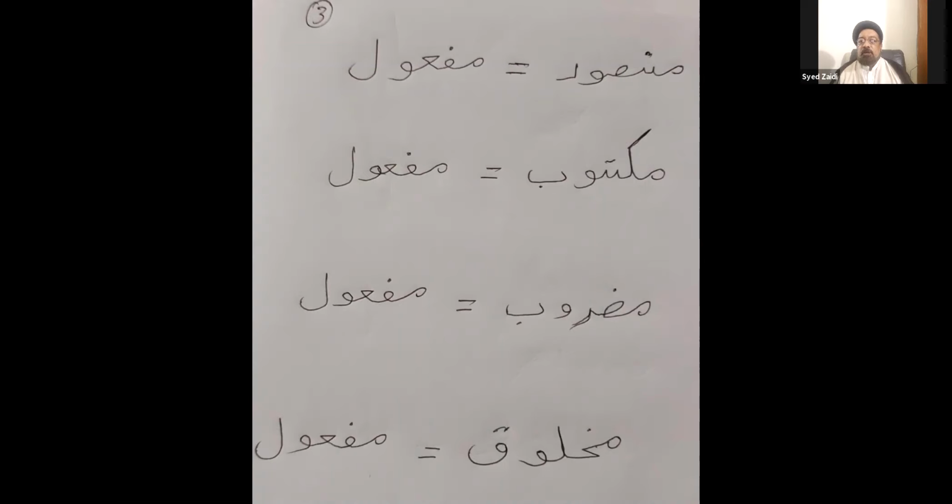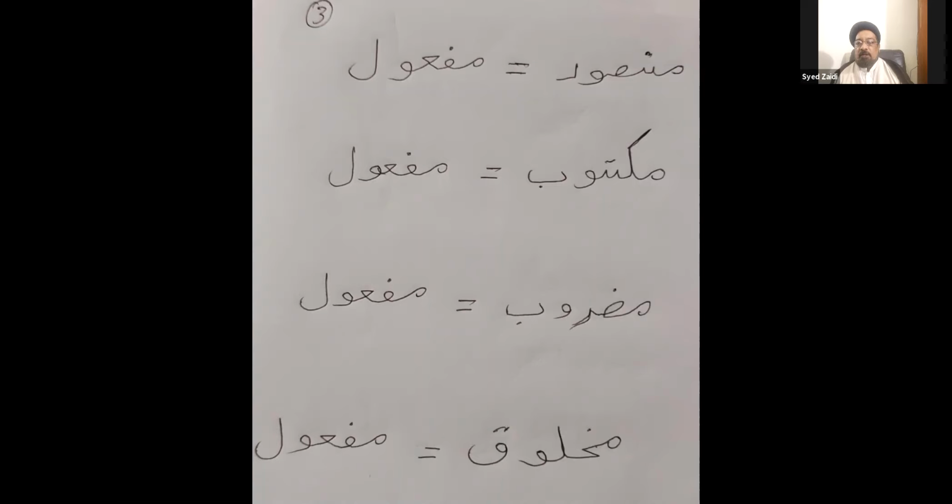Therefore, the word mansur, which is the mawzoon, the wazn of the word Mansur will be maf'ul. We see the next word, maktub.